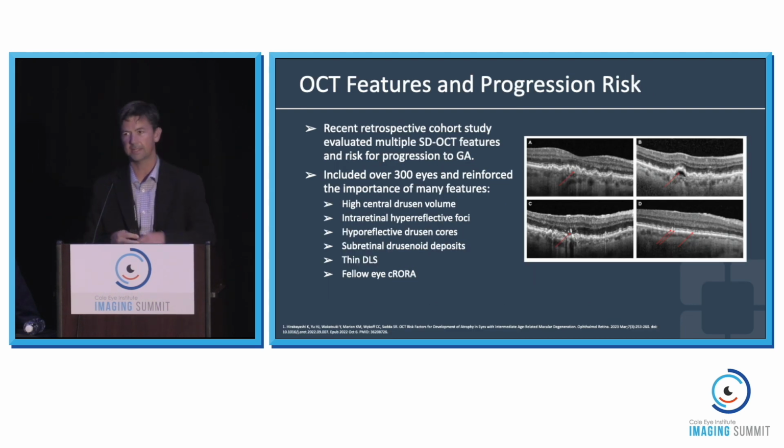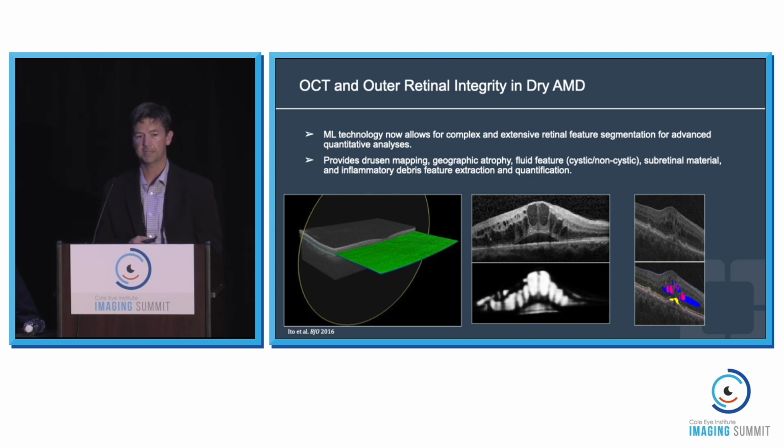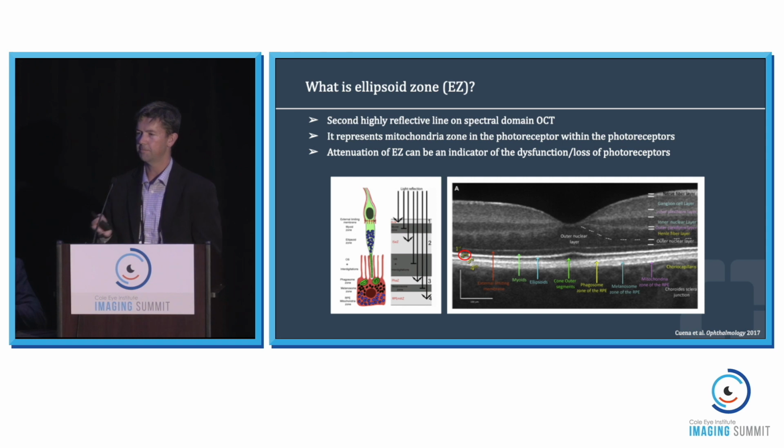So, we've run through a bunch of different features for progression risk. Voss and Charlie Wyckoff published a recent study where they looked at 300 eyes for what was the greatest risk for development of C-RORA, and it really reinforced that many of these features can be important in progression risk. The last thing I'm going to talk about is outer retinal integrity, which also provides a unique opportunity with some of the machine learning technologies and our segmentation availability, particularly focused on ellipsoid zone integrity and photoreceptor integrity. Dan mentioned the lack of correlation between central subfield thickness and visual function.